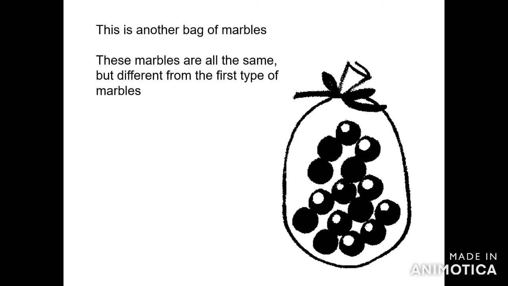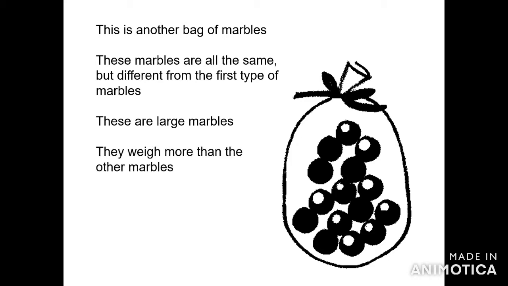This is a second bag of marbles, but they're different. These marbles are all the same as each other, but they are different from the first type of marbles. How are they different? Well, the most obvious thing is they are larger. These are large marbles. They are going to weigh more than the other marbles. Again, for our model, let's assume they're all made of the same stuff, all made of glass. Hopefully you have the idea that they will weigh more than the other smaller marbles.